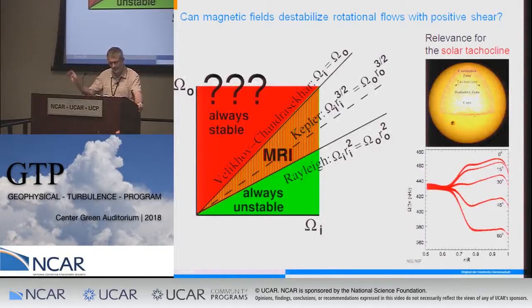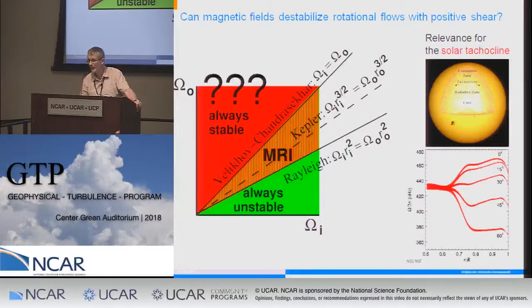Let me come for 5 minutes to the question, which I already indicated here, on positive shear flows. Positive shear flows apply, for example, to the equator near parts of the tachocline. And it was thought for a long time that those positive shear flows are more or less always stable and could not even be destabilized by the MRI.